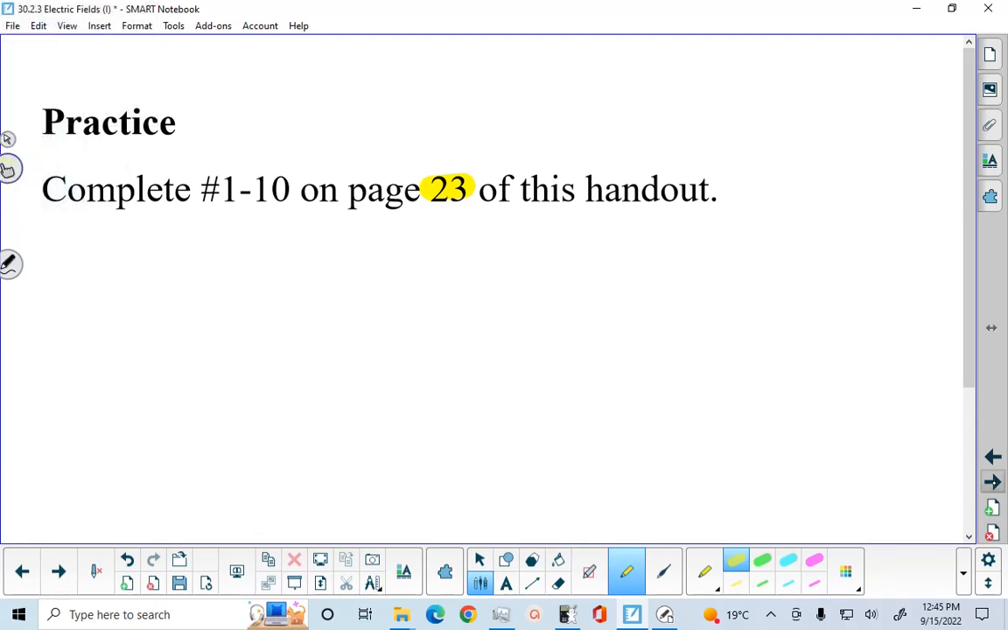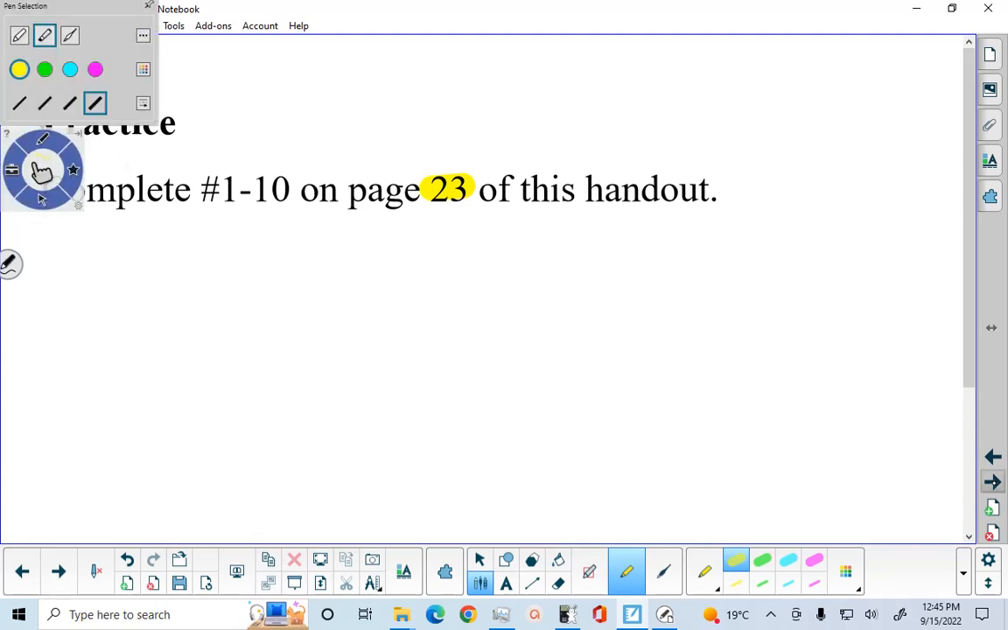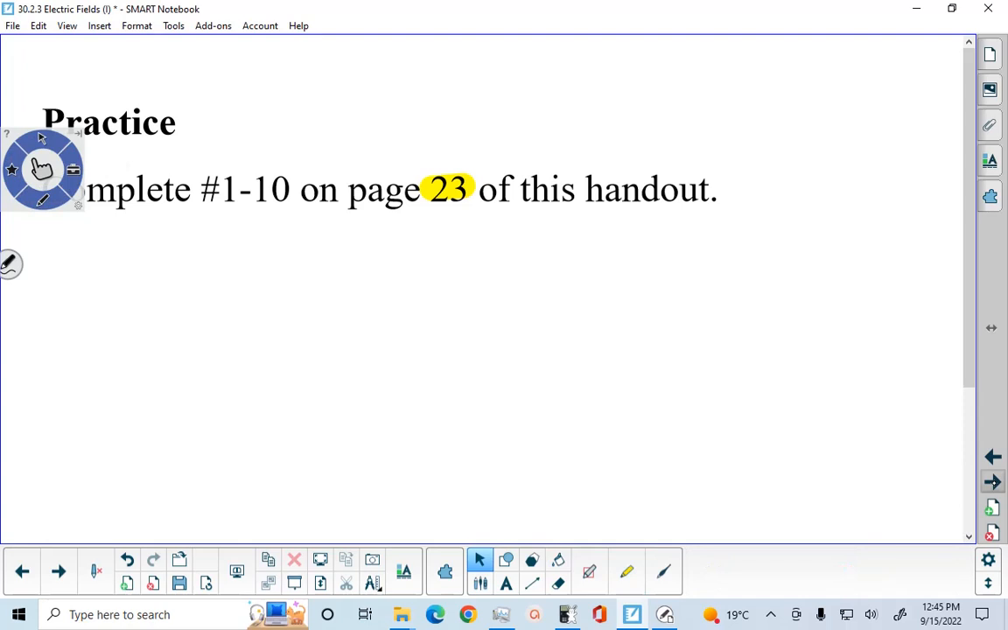The corresponding assignment that goes with this is on page 23 of your unit handout, questions 1 to 10.